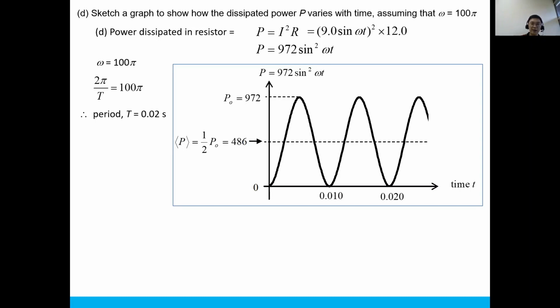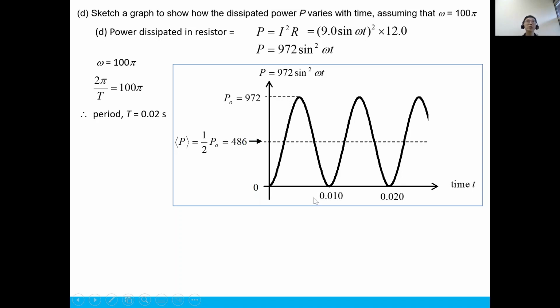If you then draw the graph, you see the following. You have a sine squared curve. Remember what I said earlier? The bottom is curved and not pointed. The peak value is 972, as you have seen earlier. And you see that something very interesting happens. The period here on the left is the period for the current. It takes 0.02 seconds for it to repeat itself. But if you look at the power curve, it takes half the time to repeat itself.